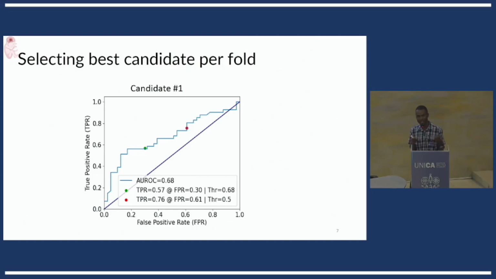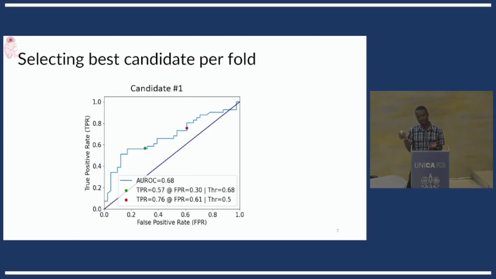How do I select the best candidate per fold? I computed the false positive and the true positive rate. In classification experiments, the default classification threshold is 0.5. If you're above 0.5, you are labeled as unhealthy. If you are below that, you're a healthy case. That's labeled by the red dot. In this instance, when my threshold is 0.5, I have a false positive rate of around 0.6. But as my earlier colleagues said, we want models that have a false positive rate at some clinically acceptable level. So we set that false positive rate at 30%.